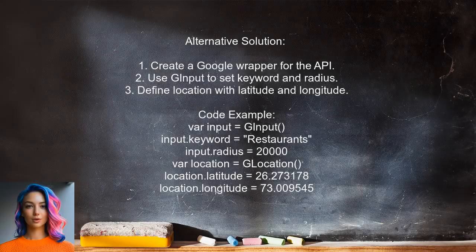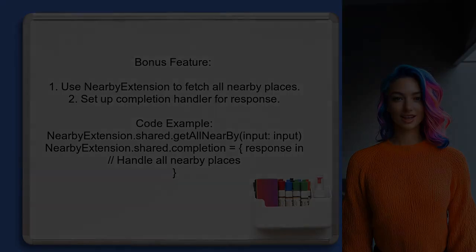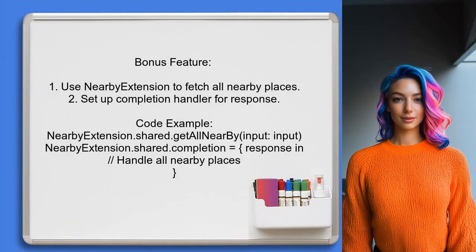An alternative solution comes from a user who created a Google wrapper for the Google Places API. They provide a simple way to fetch nearby places, specifically restaurants, using a few lines of code. They also added a bonus feature that retrieves all nearby places without worrying about pagination. This is done using a nearby extension to get all results in one call.